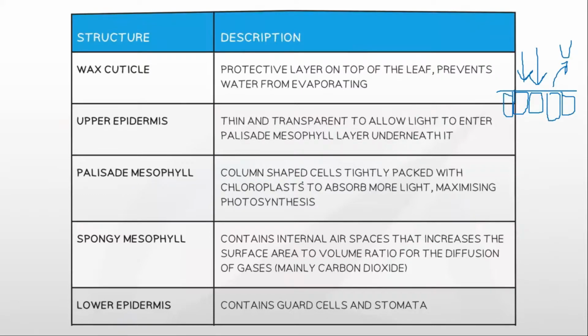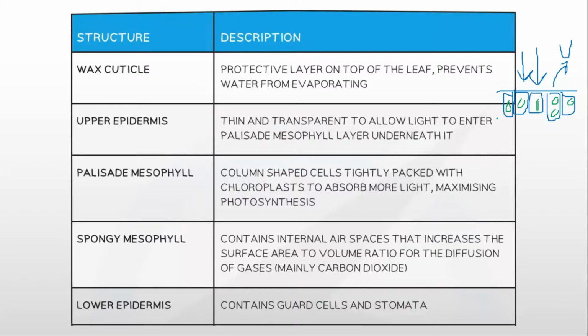Palisade mesophyll, now column-shaped cells tightly packed with chloroplasts. Now these are the cells which are directly present underneath the epidermis. These have chloroplasts inside them, and these chloroplasts are responsible for trapping light energy in order to carry out photosynthesis and nutrition of the plant.